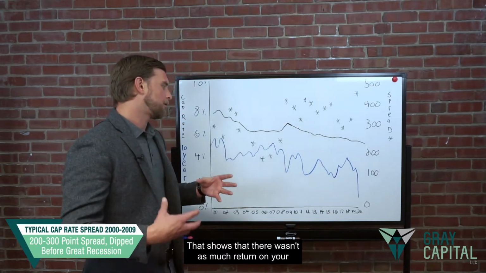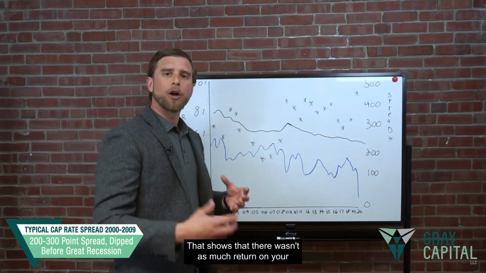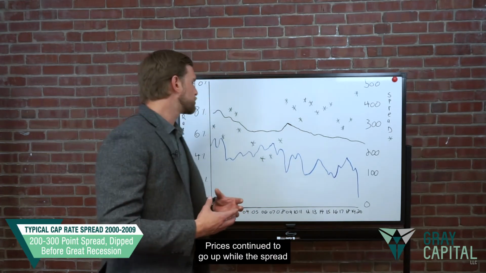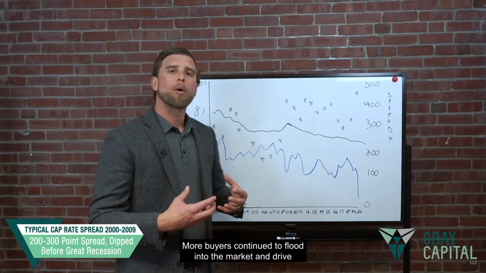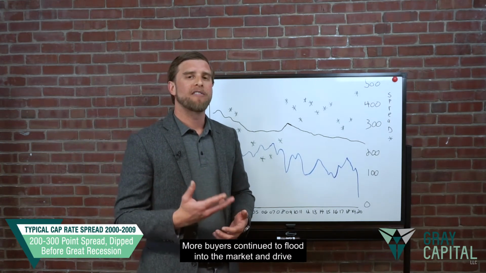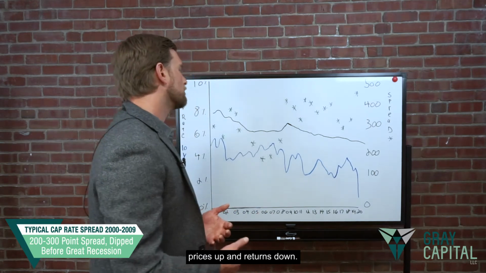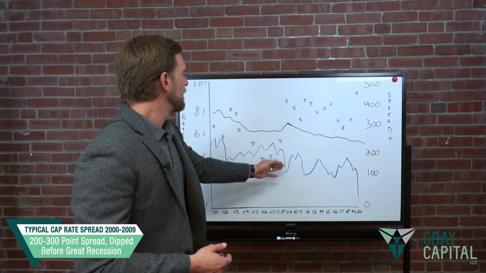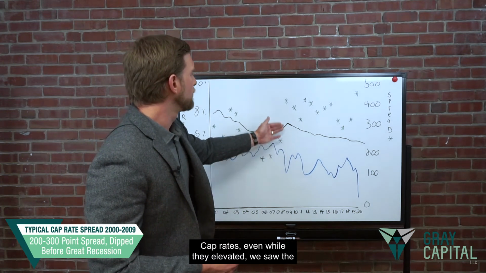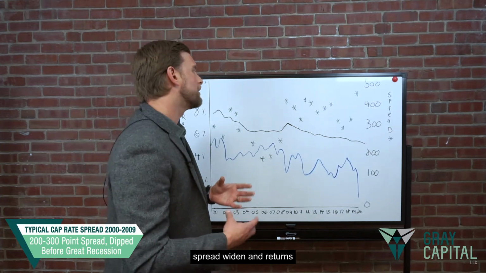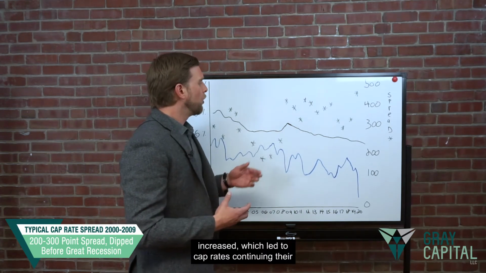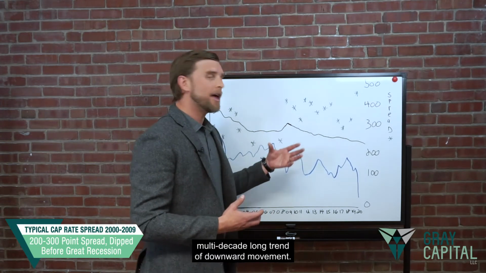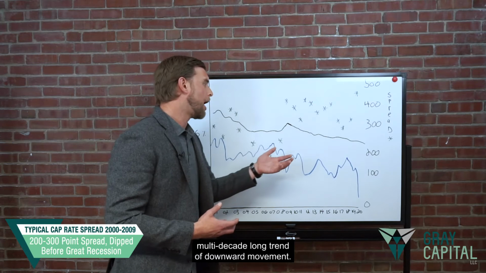That shows that there wasn't as much return on your investment during that range. Prices continued to go up while the spread narrowed and narrowed. More buyers continued to flood in the market and drive prices up and returns down. After the financial crisis, we see that interest rates drop, cap rates, even while they elevated, we saw the spread widen and returns increased, which led to cap rates continuing their multi-decade long trend of downward movement.